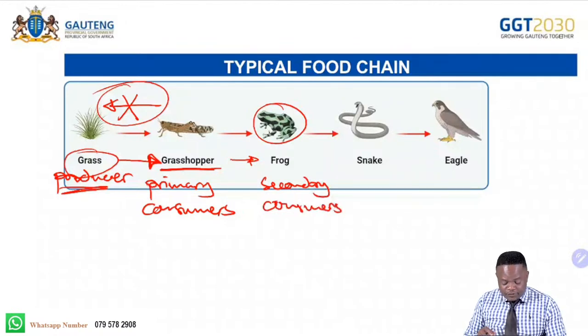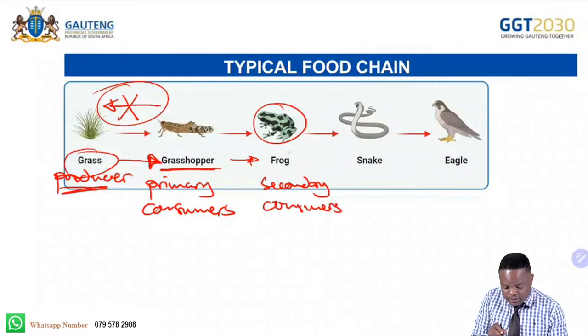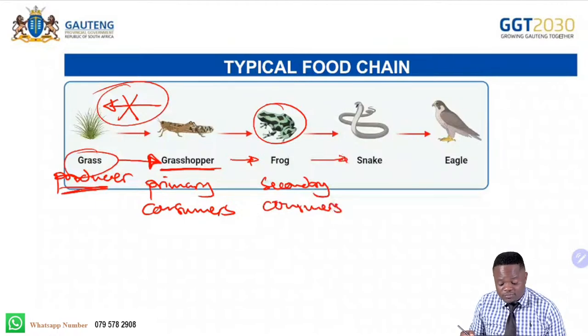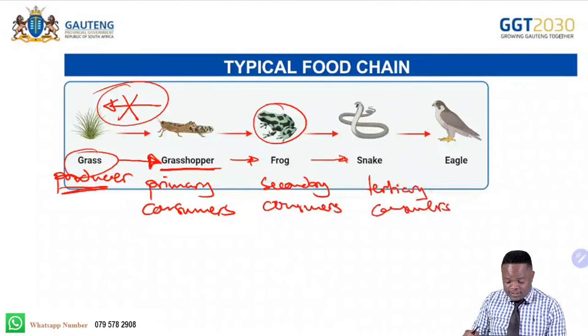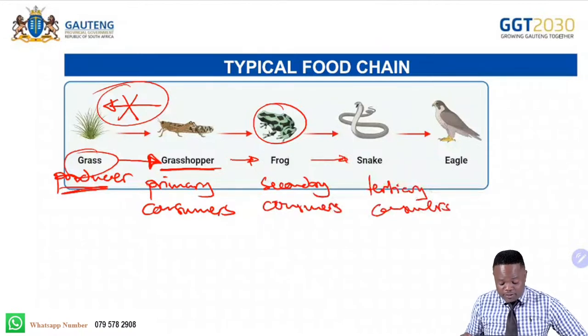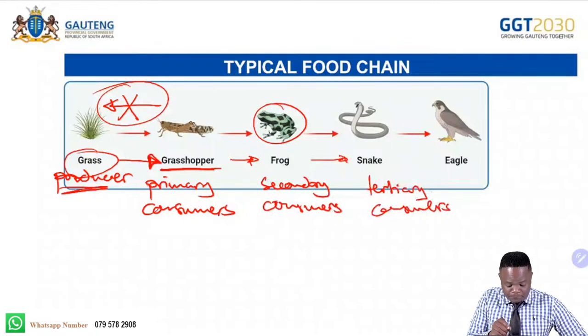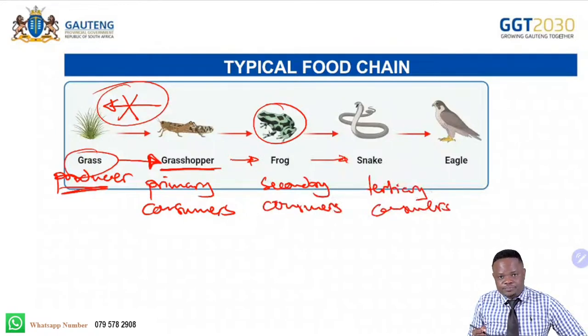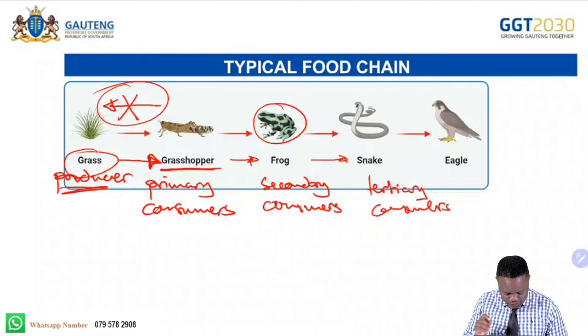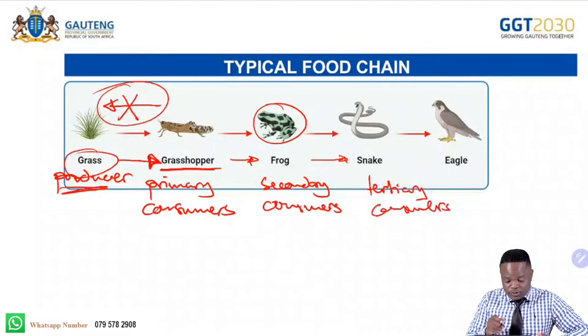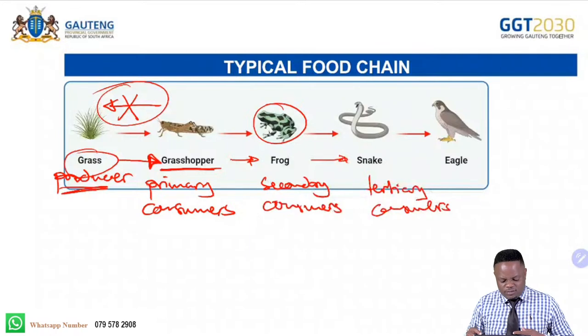And then from your secondary consumer, that is your frog, which is going to be eaten there by your snake. Okay, we go to the next class that we call tertiary consumers, right? So primary, secondary, and tertiary consumers, right? So take note, primary consumers, they eat plants. Secondary consumers, they eat primary consumers. And then your tertiary consumers, they eat your secondary consumers, all right?